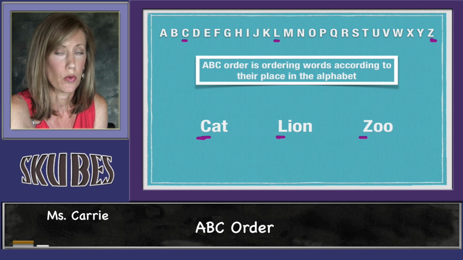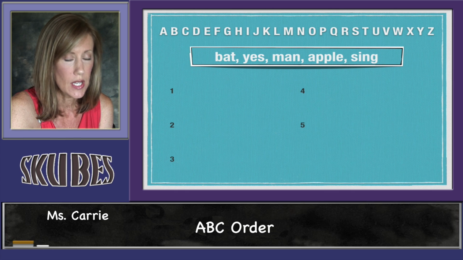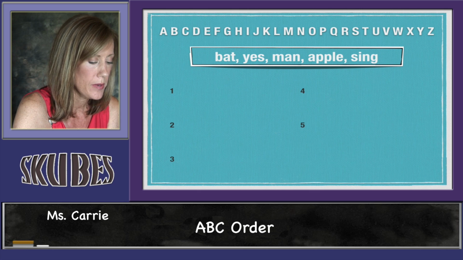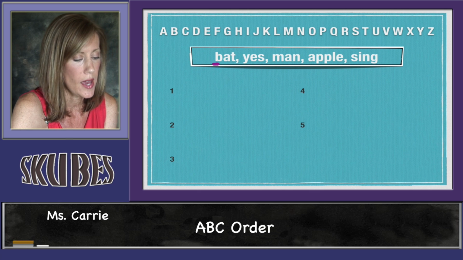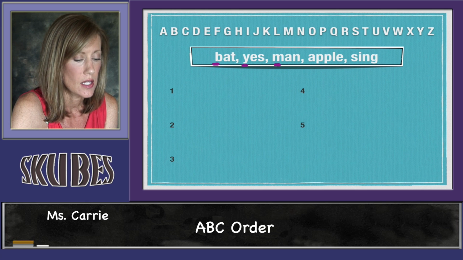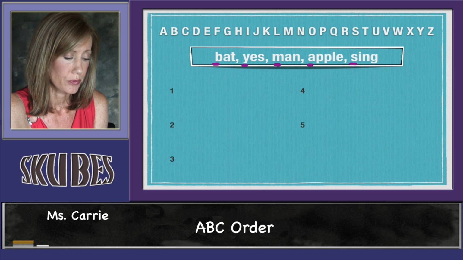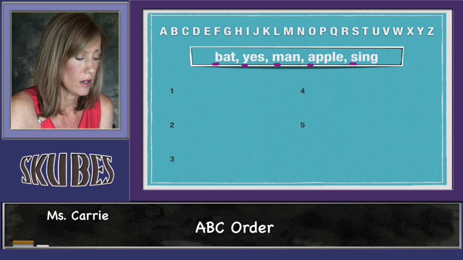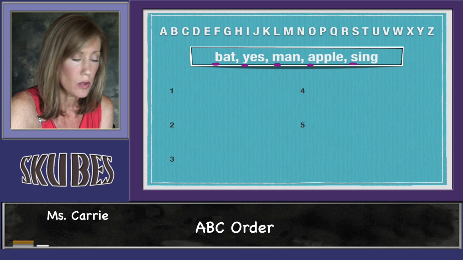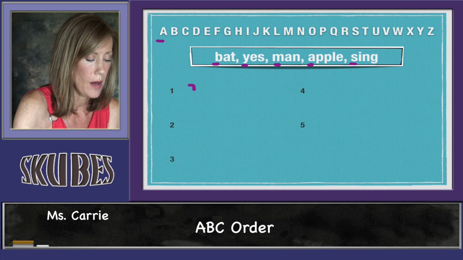Let's try to put this group of words in ABC order. We have bat, yes, man, apple, and sing. Now remember, you look at the first letter. So bat starts with a B, yes starts with a Y, man starts with an M, apple starts with an A, and sing starts with an S. So these words are not in ABC order right now. Now when we look at the alphabet, of course we start with A. Do we have any A words? We do. Apple starts with A. So that would be number 1. So we'll put apple right here.